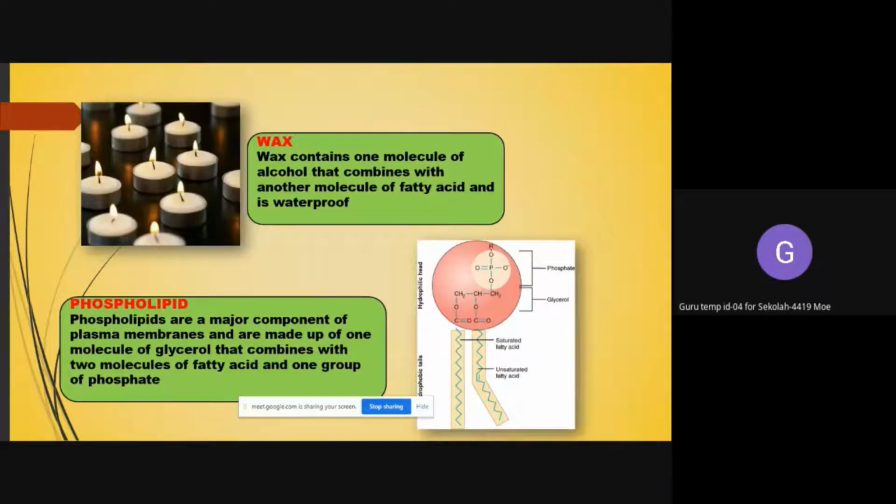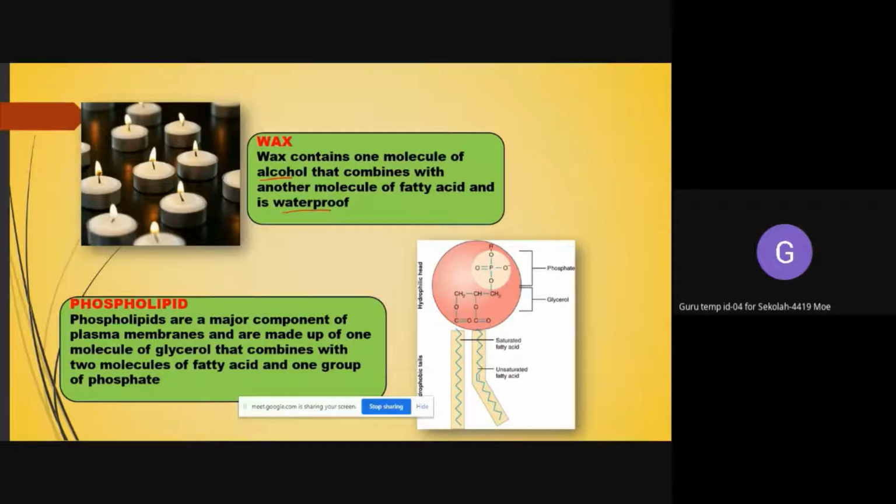Next adalah wax. Wax contain one molecule of alcohol that combines with another molecule of fatty acid and is waterproof.